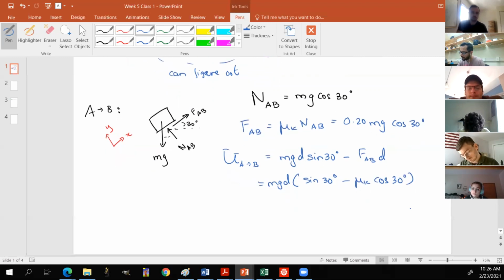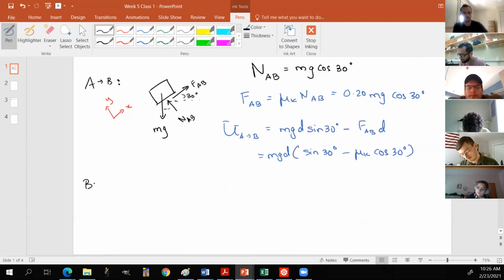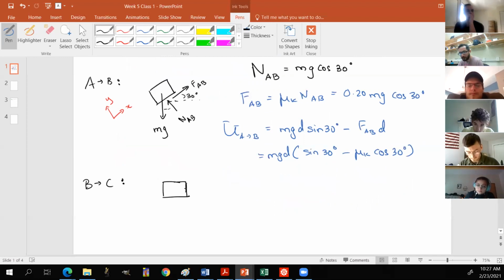All right, next, we're looking at B to C. Like that, right? So if we look at the free body diagram there, same thing, right? Normal force, weight, and friction force. But now you have things moving in different directions. So you have mg like that. You'll have a normal force, N_BC, like that. You have friction force, F_BC, like that.